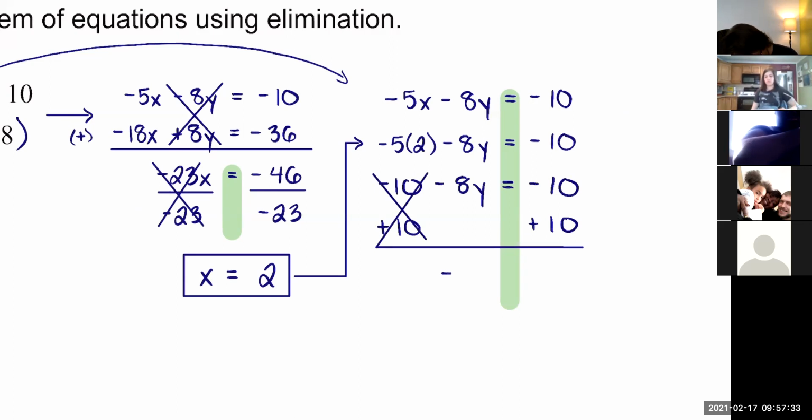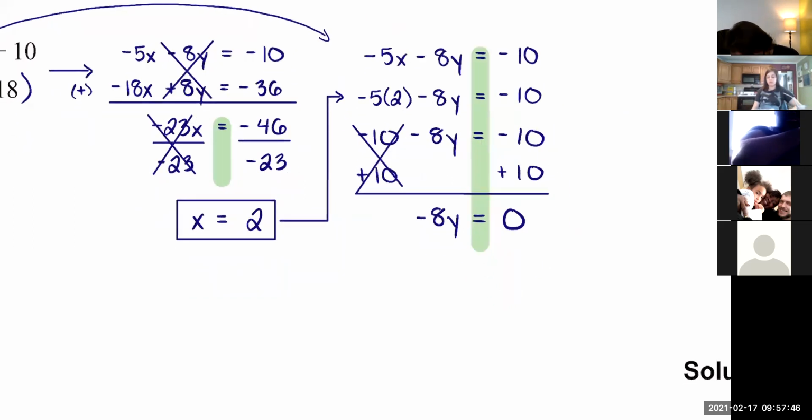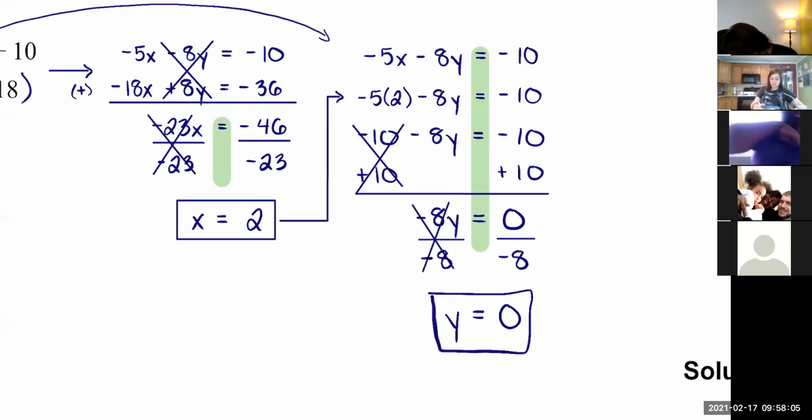Which leaves me with negative 8y on the left. Negative 10 plus 10. A little unusual, but we get a 0 here in this case. That's okay. Zeros are numbers too. And then last but not least, we have to divide both sides by this negative 8. Negative 8 on the left, of course, simplifies to a positive 1, which allows me to hide it. And then 0 divided by anything is always 0.